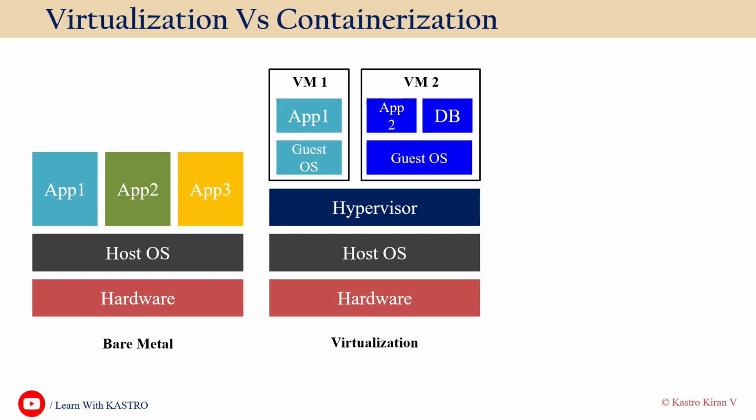Now, what we will do is we will install the hypervisor software. Once we install the hypervisor software on top of the host operating system, we will create the virtual servers, and those are called virtual machines. So here currently I have two virtual machines, virtual machine 1 and virtual machine 2. On top of each virtual machine, again I will install a different operating system.